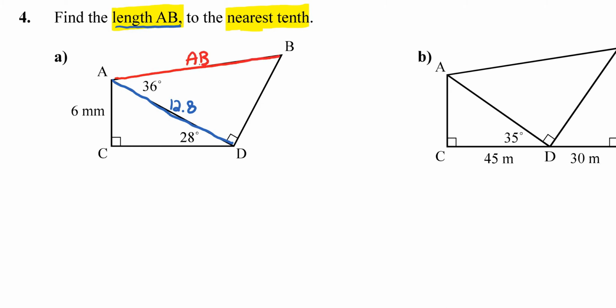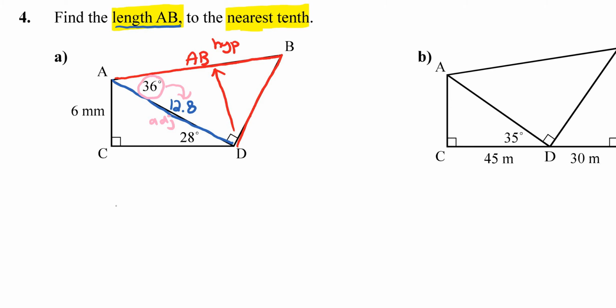Now, if I look at the bigger triangle, which I'm trying to highlight in the colors here, the AB is really your hypotenuse, right? It's directly across the 90-degree box, so that's your hypotenuse. And since you're given 36 degrees, you notice that the 12.8 is right next to the 36 degrees, so this is your adjacent. So the 12.8 is your adjacent.